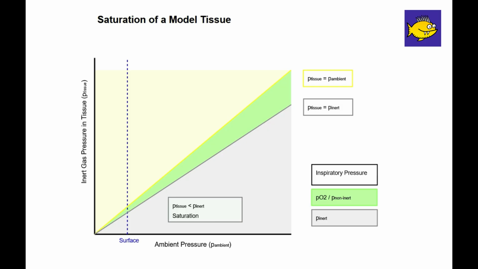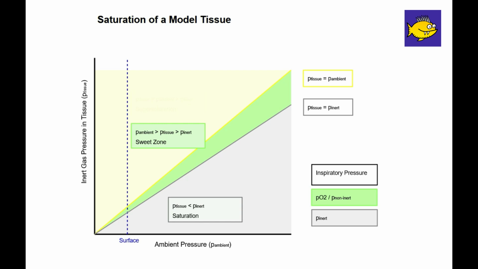The tissue absorbs nitrogen and saturates until it has reached pressure equilibrium. When the ambient pressure then becomes lower, as you ascend, you pass through the sweet zone, the green triangle. Here, the tissue slowly begins to desaturate, very slowly. However, it is not yet supersaturated.